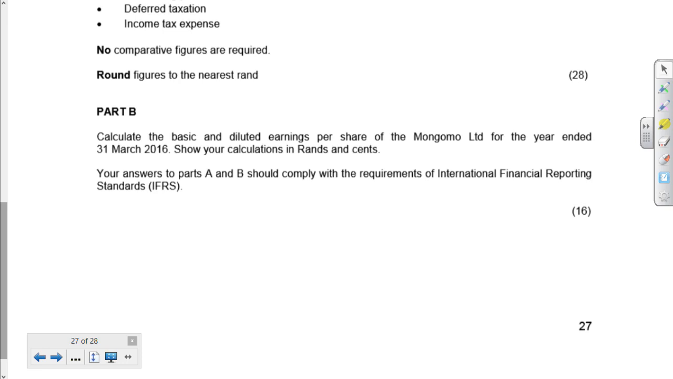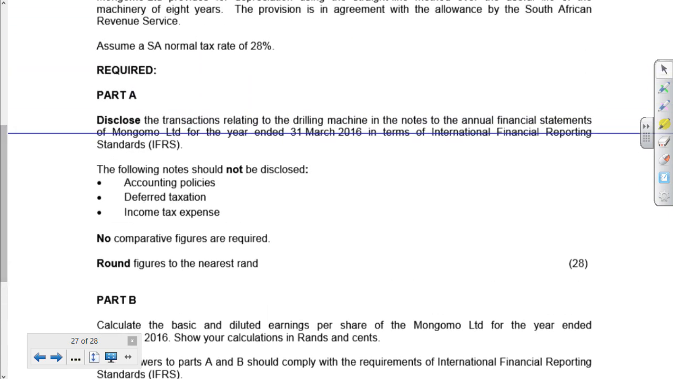Yeah? Okay. And then the rest of the question, part A, is transactions relating to a drilling machine. And what happened is Mongomo stopped drilling because of some environmental laws about drilling in rock, natural rock. And then they sold their drilling machine through a lease to another company. So they are the lessor. They are the ones giving the machine. So it's lessor accounting. And we, I suppose, can start with lessor and get lessor done, and then this question done in a couple of weeks.